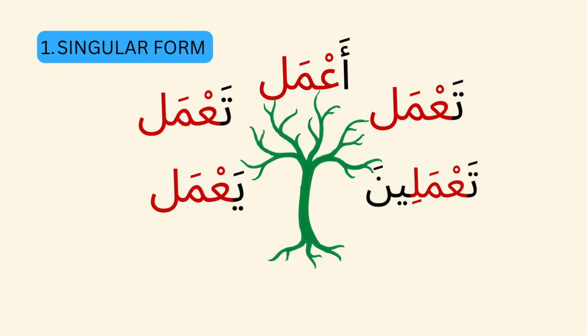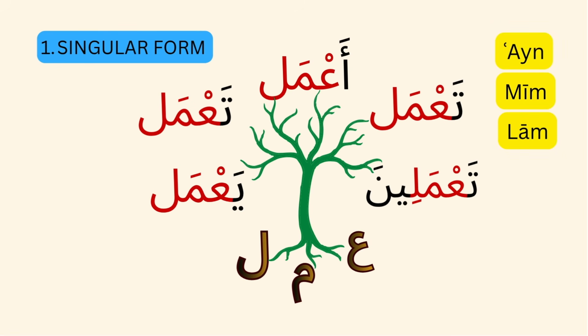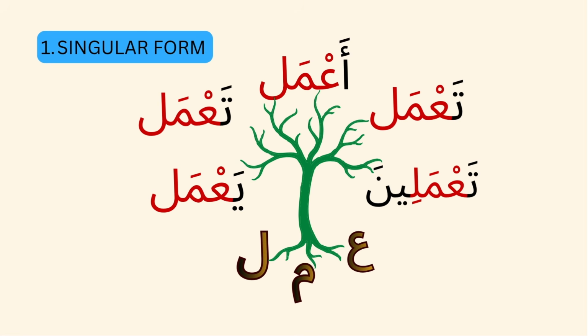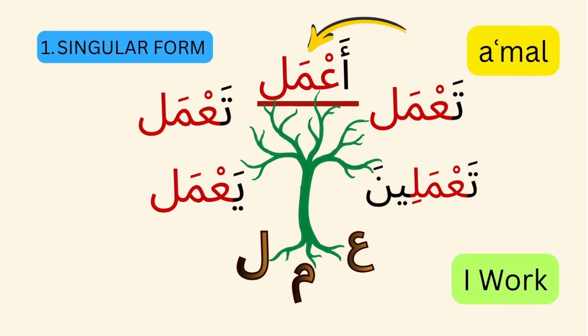Our first group are all in the singular form. These words all share the same three-letter root, عين, mim, lam. But they change with different subject pronouns in the present tense. We use prefixes, and sometimes suffixes, to show who is doing the action. Let's start with the first word, أعمل. The alif hamza is added at the beginning to show that I am the one doing the action in the present tense, I work.